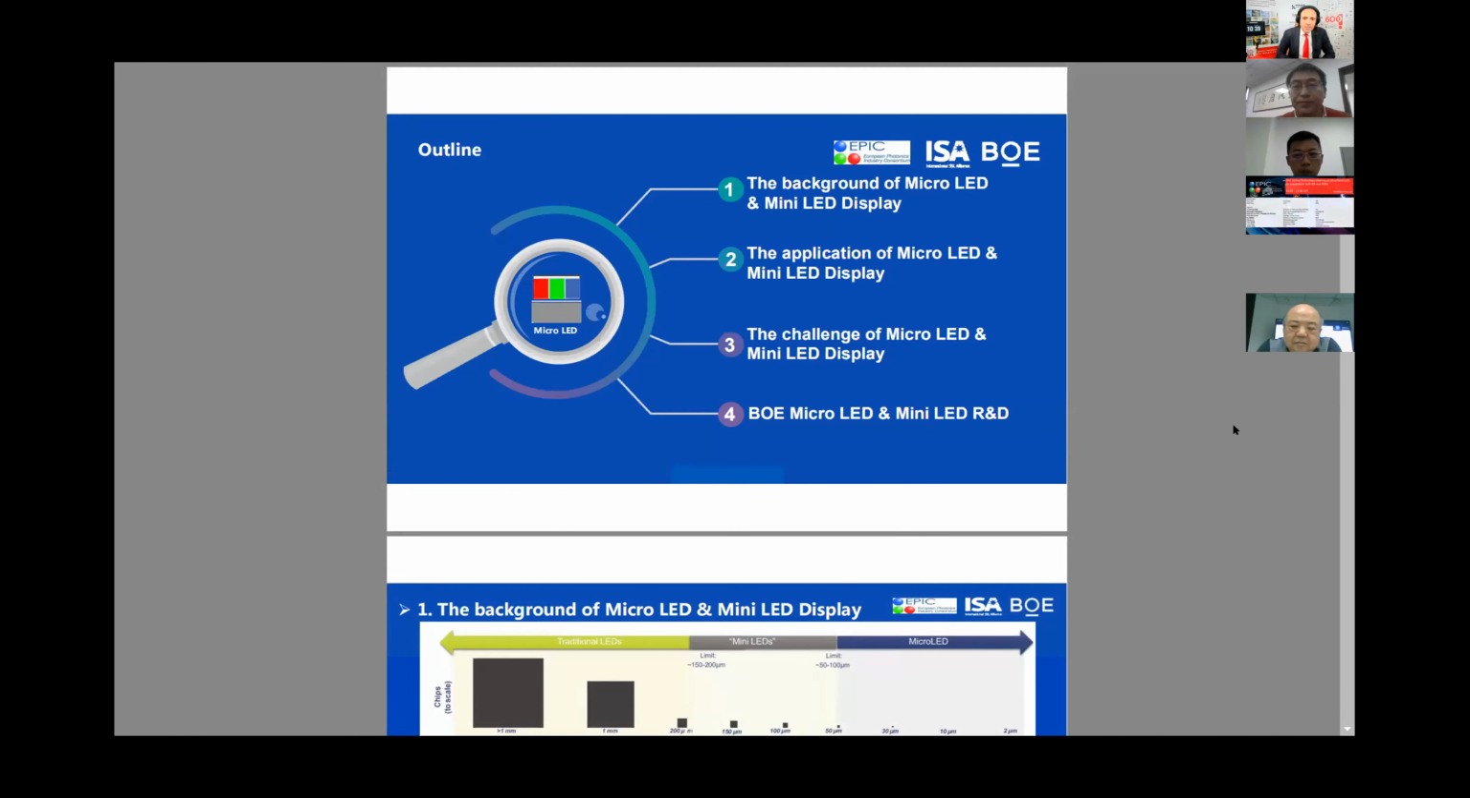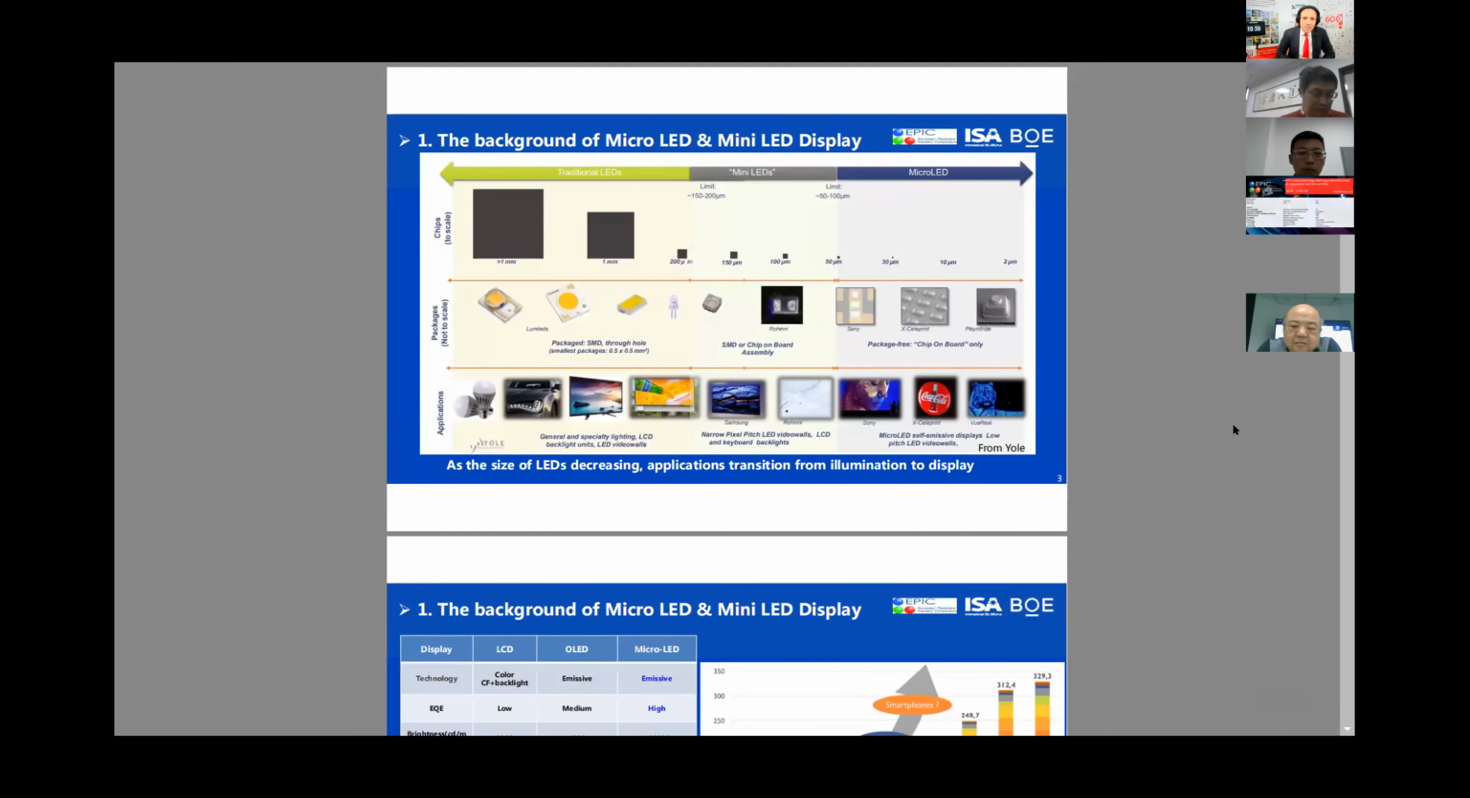I have 4 parts in my presentation. The first part is the background of mini-LED display and micro-LED. Second is the application of mini and micro-LED. Third, the challenges of the development of the display. And fourthly, I'm going to introduce the R&D of micro and mini LED at BOE.